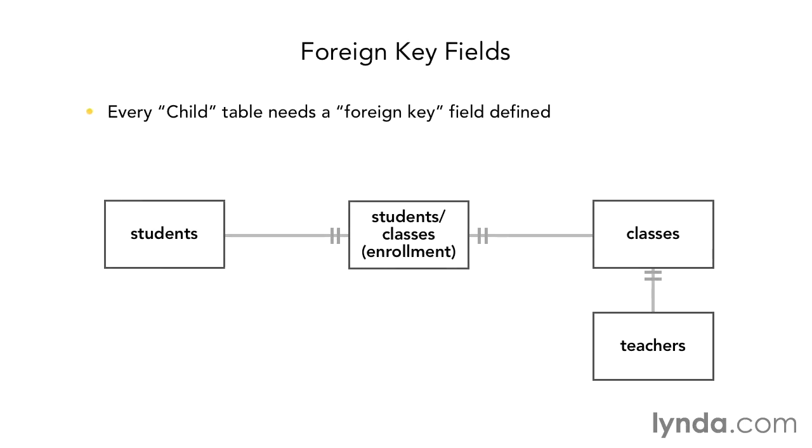This is how we actually link the tables together, or know how one record is related to any other records. The rule to remember for foreign keys is that each child table is going to have a foreign key field defined within it. However, these values do not need to be unique because any one parent could have multiple related records in a child table.